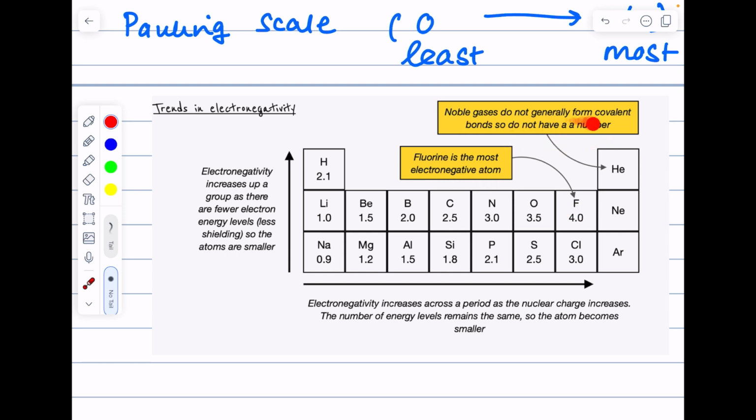Noble gases do not generally form covalent bonds. Why? Because they have a full outer shell, so therefore that's why no Pauling scale number is assigned here.